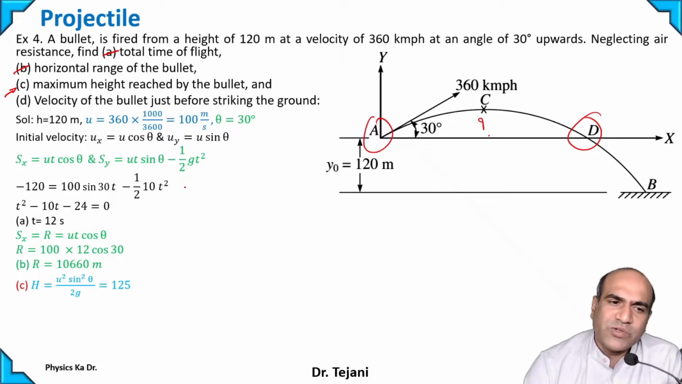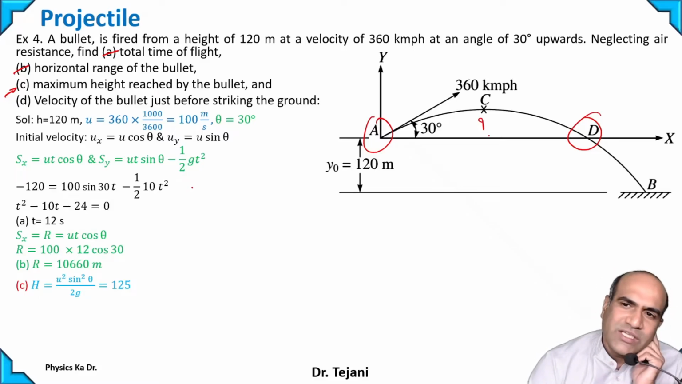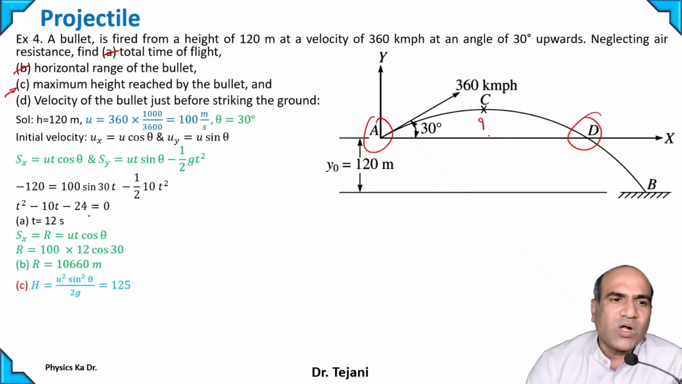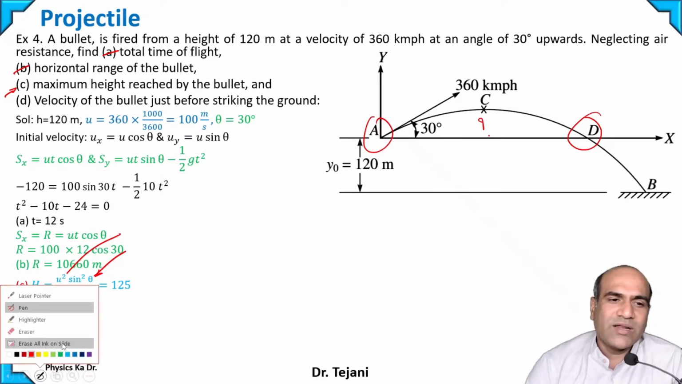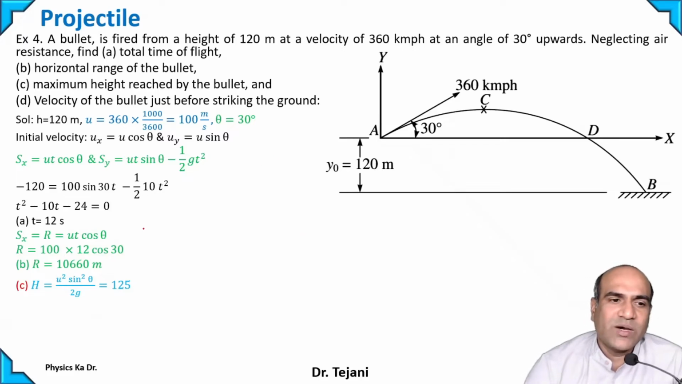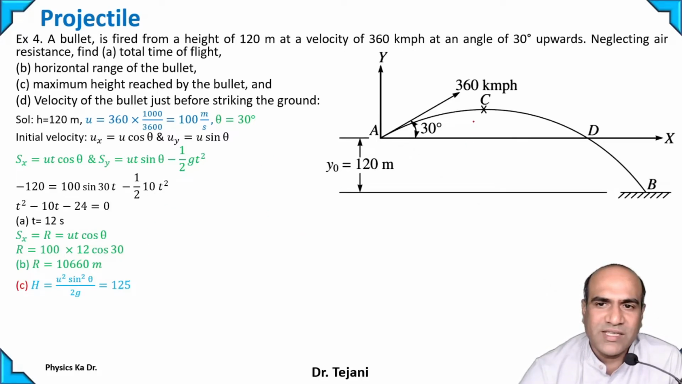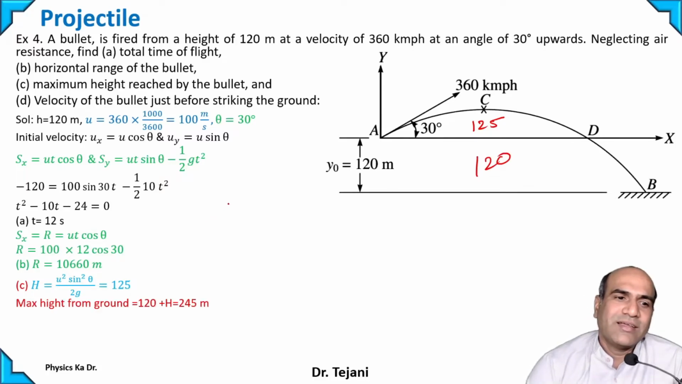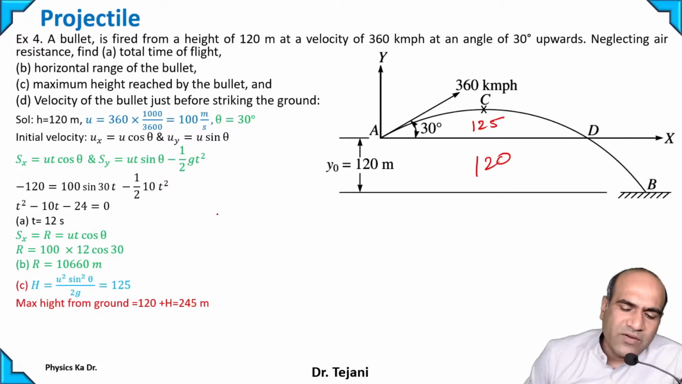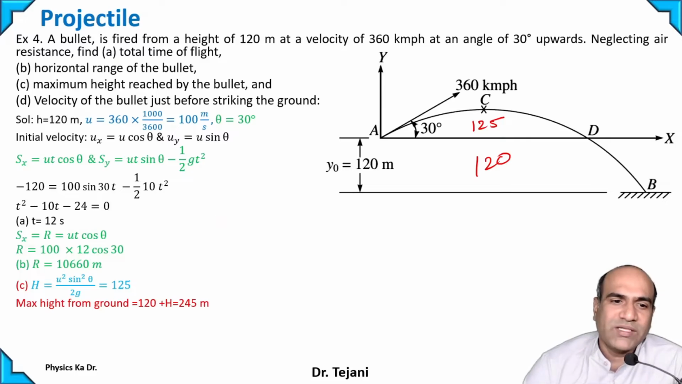We know that h is equal to u square sine square theta by 2g. Put all the values here: u is equal to 100, sine 30, g becomes 10. So the answer is 125. This 125 is this distance, and we need to add 120. So the maximum height from the ground becomes 120 plus h, which is 125.